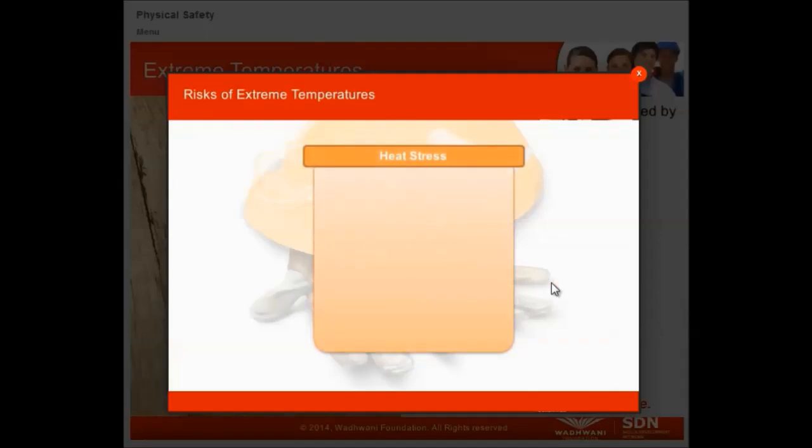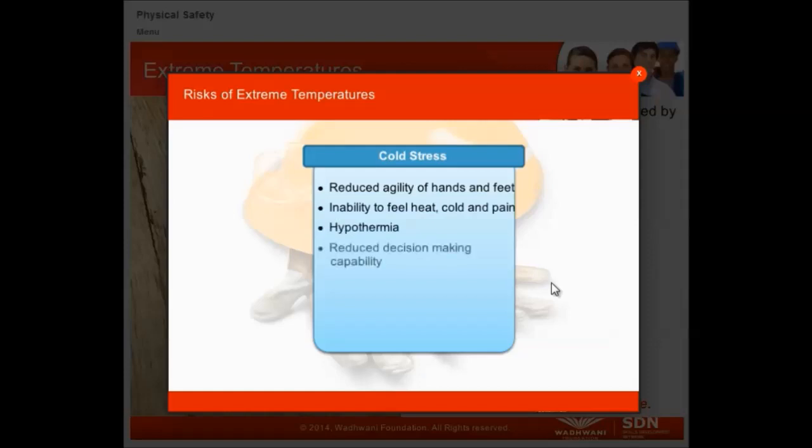There are several health risks related to heat stress. The risks are heat rash, prickly heat, heat cramps, fainting, heat exhaustion, and heat stroke. The risks related to cold stress are reduced agility of hands and feet, inability to feel heat, cold, and pain, hypothermia, reduced decision-making capability.